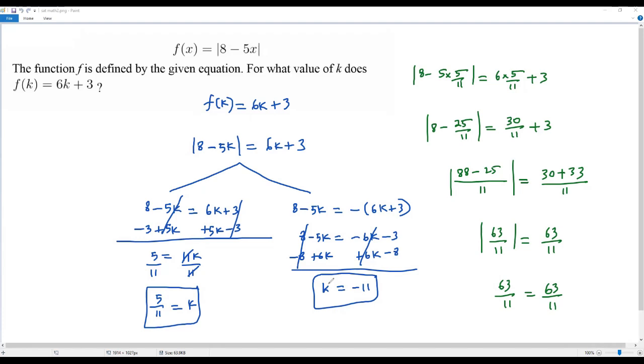Now let's verify the second solution, k = -11. I think this one will not work, because when I plug in k = -11 over here, it will be -66 + 3, which equals -63. That is, an absolute value is equal to a negative value. That's not possible. The absolute value must always result in a positive value. On the left side we have an absolute value, and on the right side we get a negative value when k = -11. So the second value of k does not work with the equation. Therefore, when k = 5/11, f(k) = 6k + 3. So the answer for this question is 5/11.